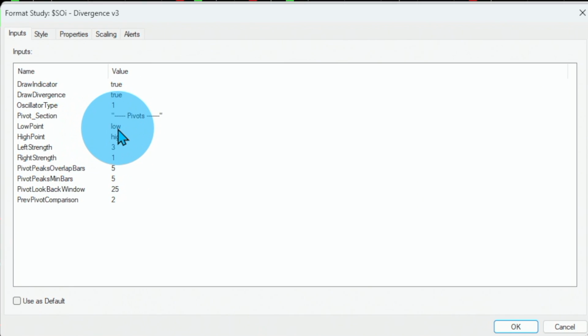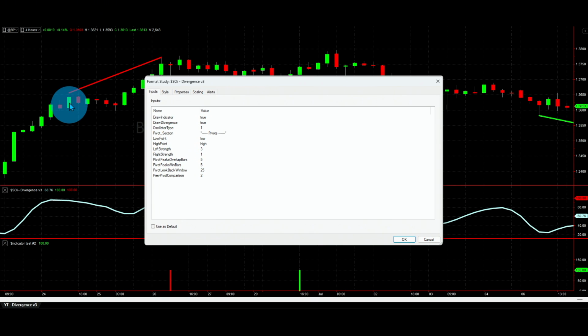So you can see here, the low point is calculated using the low, and the high point is calculated using the high, because that's also a variable that you can change, although I fixed it here, but I just wanted to show you. So you can calculate based on the average of the high and the low, or on the close, or on the open, or on the typical price, anything you can pick. So here we can see we have the left strength and the right strength, and the pivot peaks overlap bars. So this is the overlap between the peak of the price and the peak of the oscillator, and then the minimum number of bars between pivots.